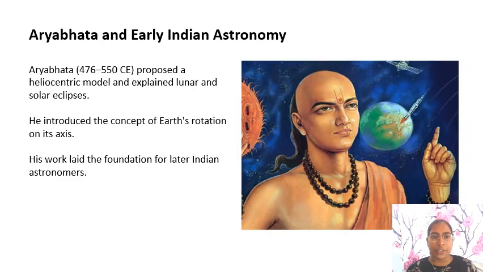Aryabhatta and early Indian astronomy. Aryabhatta, 476 to 550 CE, proposed a heliocentric model and explained lunar and solar eclipses. He introduced the concept of Earth's rotation on its axis. His work laid the foundation for later Indian astronomers.